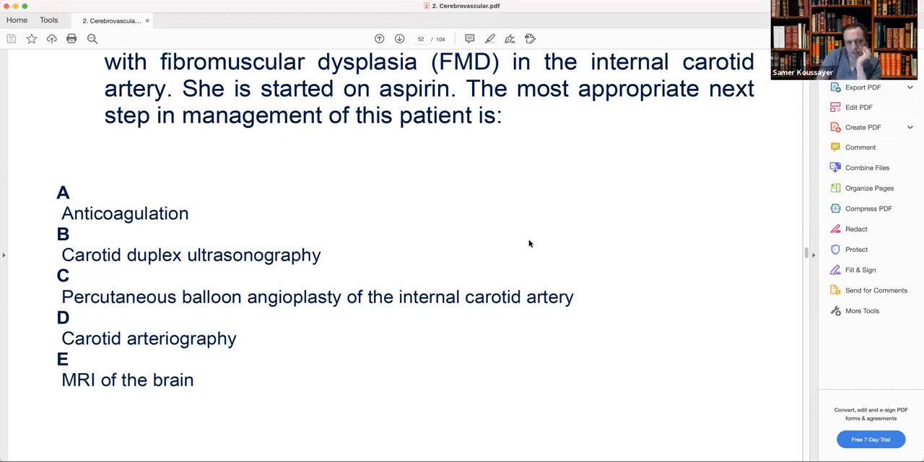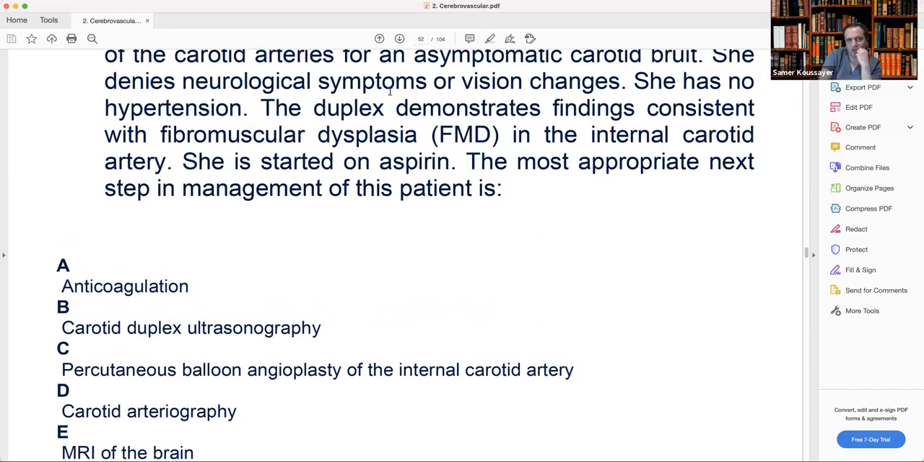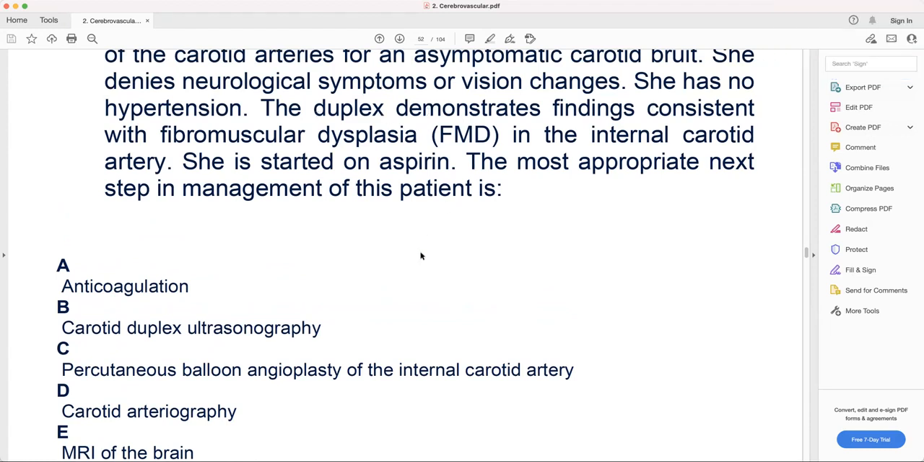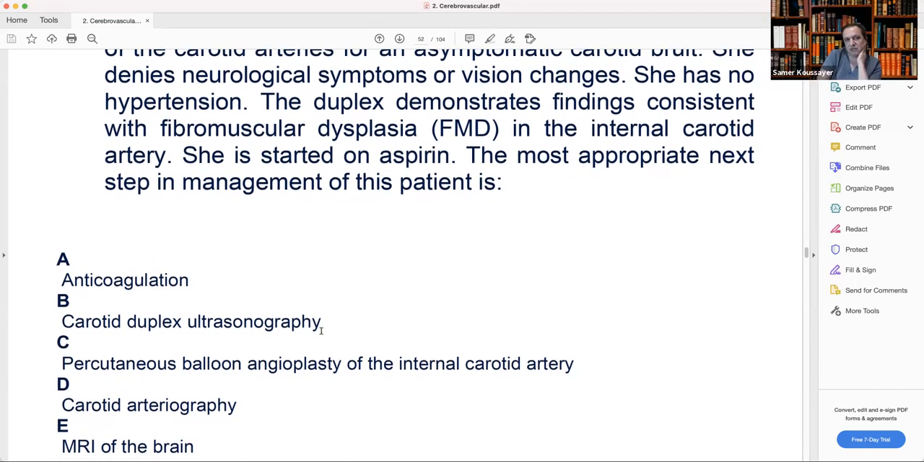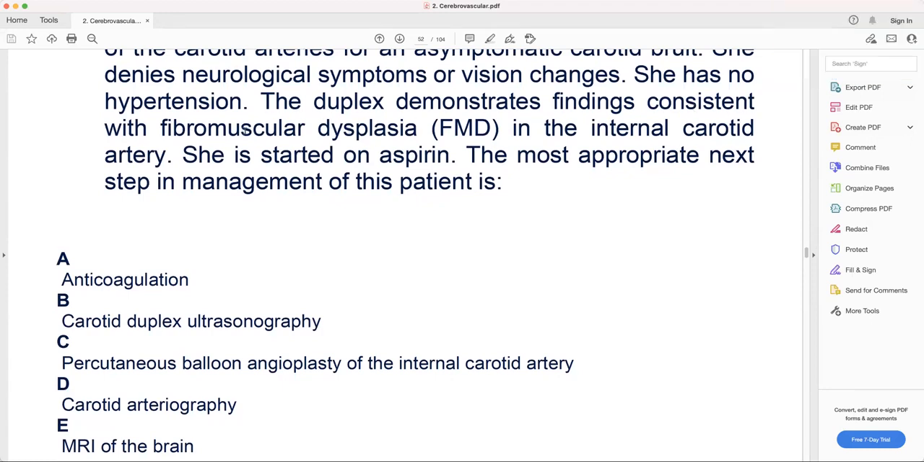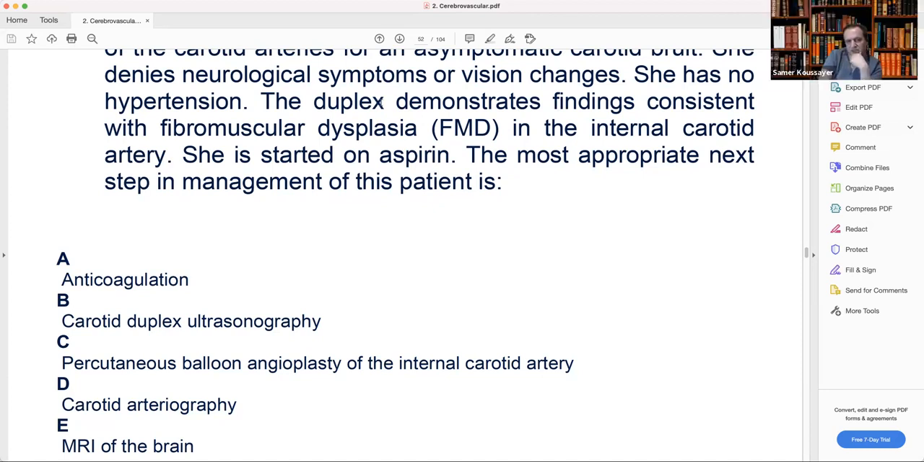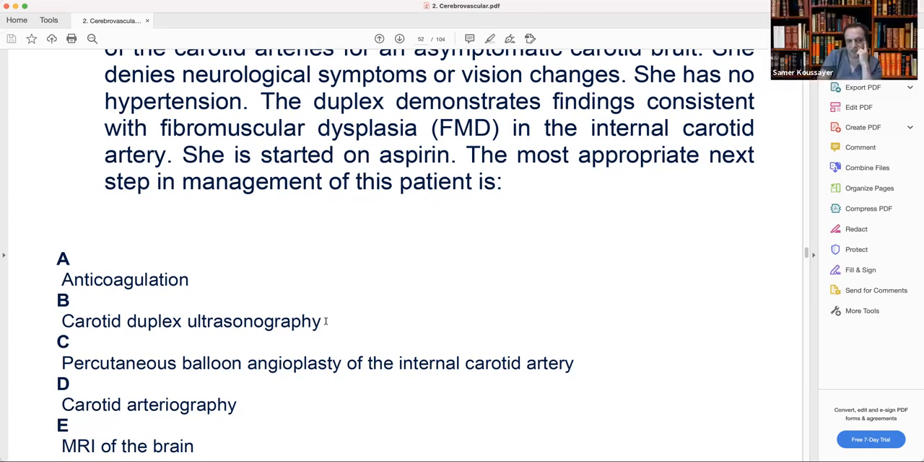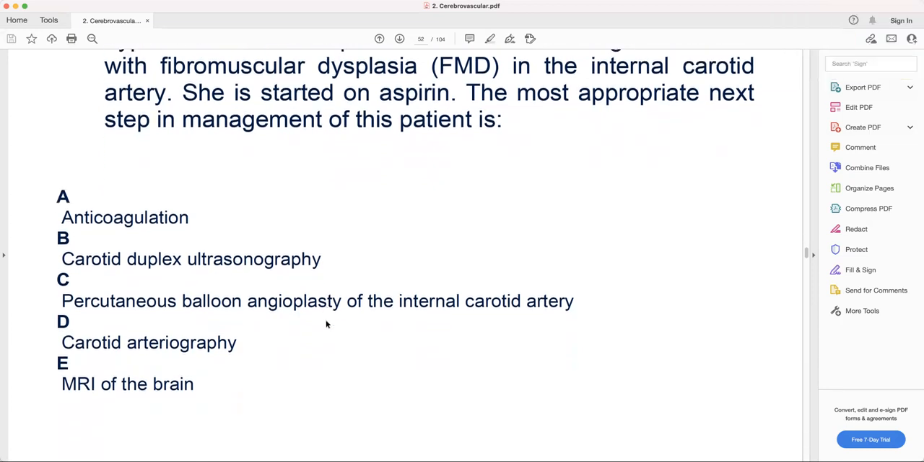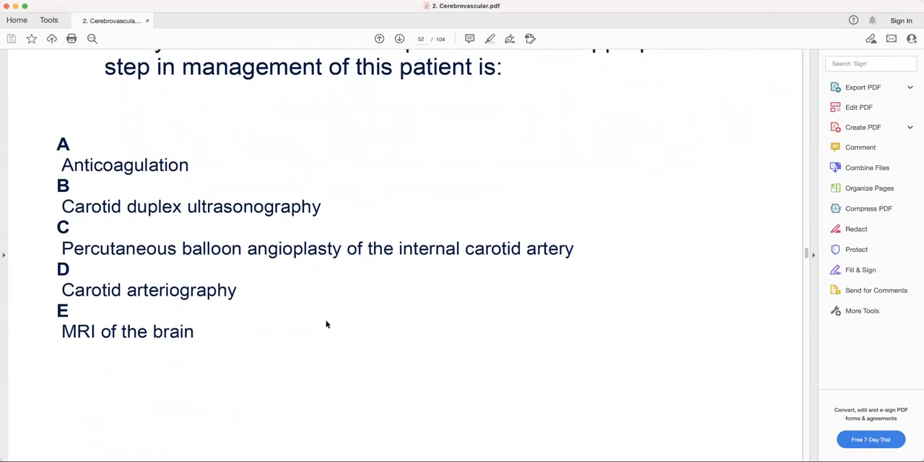This is, yes and no. Yes, we do carotid ultrasound, but she already has a duplex demonstrating findings consistent with FMD in the artery. So I don't know why they give us this option, really. Maybe they meant follow-up with a duplex ultrasound every 6 months. It could be, and it's not wrong, but it just doesn't sound right. It doesn't make sense to me why they put it. The answer is a bit tricky.